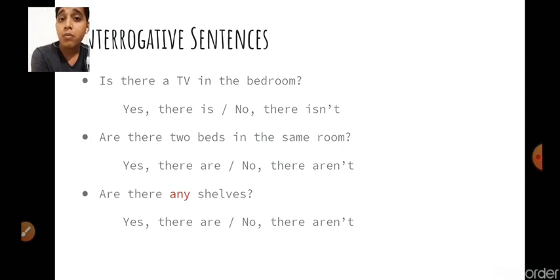Now, let's go when we talk about more than 2 things. Are there 2 beds in the same room? Yes, there are. Or no, there aren't. Now, let's go with an example using any. Are there any shelves? Yes, there are. No, there aren't.